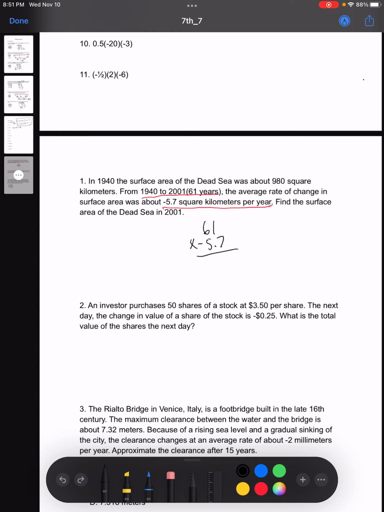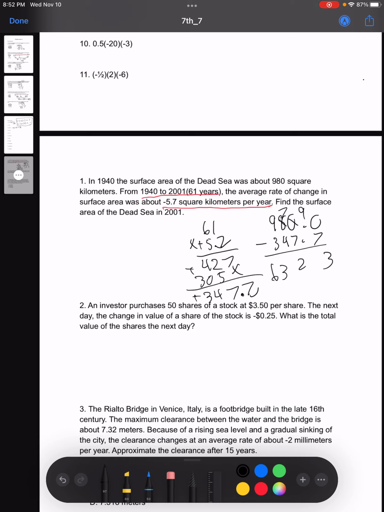Solving this would get us negative 3,477. Don't forget your decimal point. So it would actually be negative 347.7 square kilometers. Now all that's left to do is see how much surface area is left after it loses that much. So all we do is subtract that from 980. Doing that would get us 632.3 square kilometers.